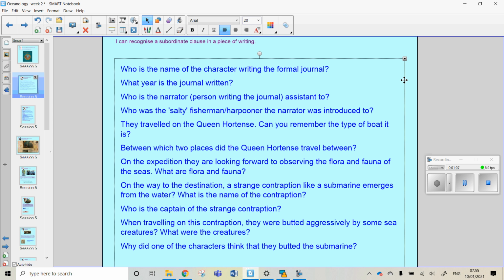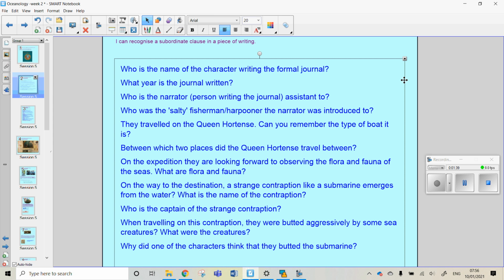So the first question, who is the name of the character writing the formal journal? What year is the journal written? Who is the narrator, the person writing the journal, assistant to? Who was the salty fisherman harpooner the narrator was introduced to? They travelled on the Queen Hortense to start. Can you remember the type of boat it is? Between which two places did the Queen Hortense travel between? Quite a tricky question, that one.